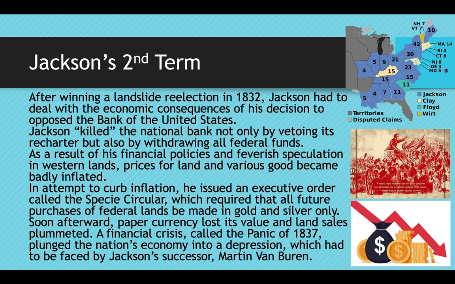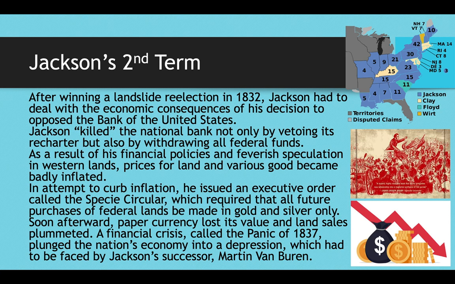So in an attempt to curb inflation, Jackson had an idea. He issued an executive order called the Specie Circular, and this required that all future purchases of federal lands be made in gold and silver only, not in banknotes, because the Bank of the United States, he said, was unconstitutional. This was disastrous for the U.S. economy, because soon after he said that all federal lands could only be bought in gold and silver, that meant that paper currency pretty much lost all of its value.